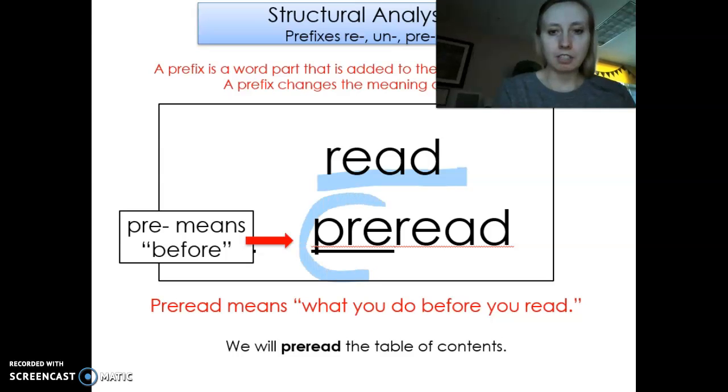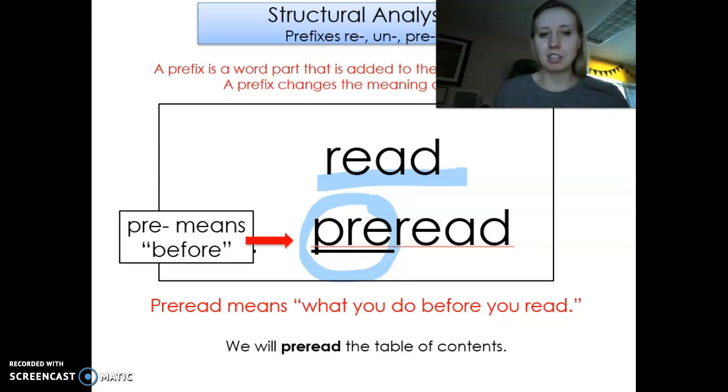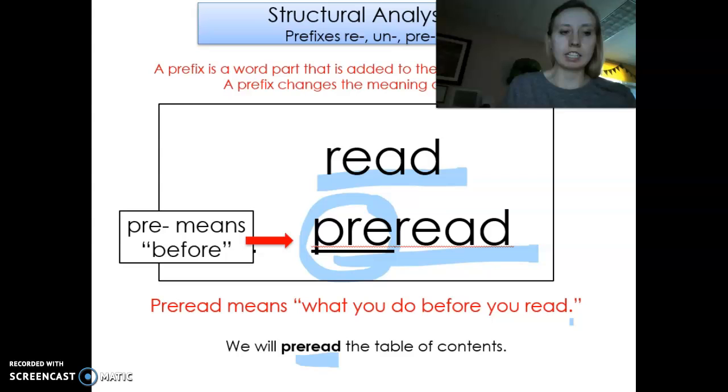Okay, here's my root: read. Pre is a prefix we put before a word. It changes it. Do you remember what pre means? If you said before, you're right. Like preschool is before school. So pre means before. So pre-read would be to read before. Pre-read means what you do before you read. We will pre-read the table of contents.